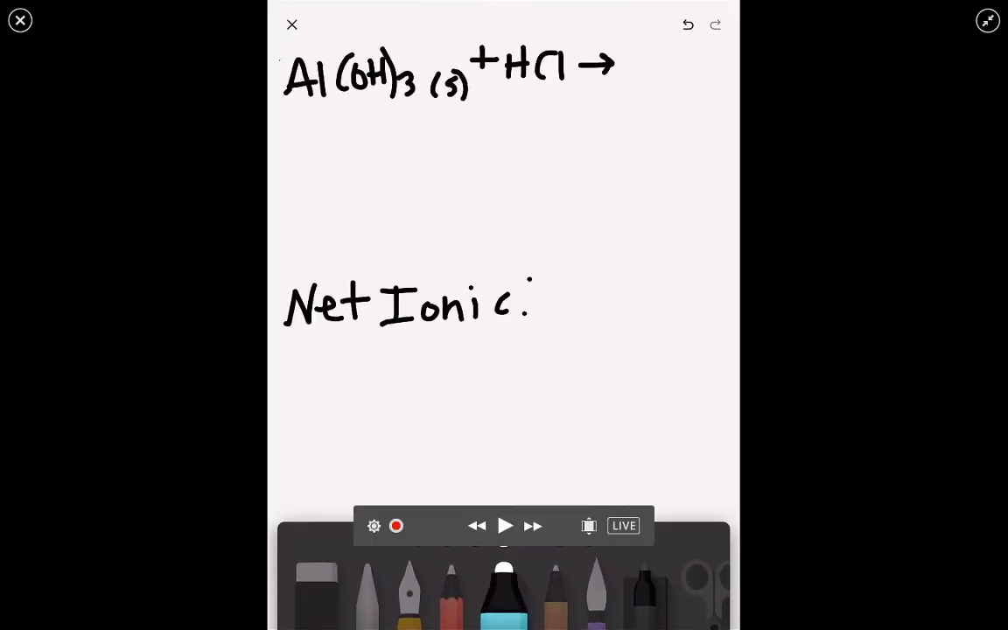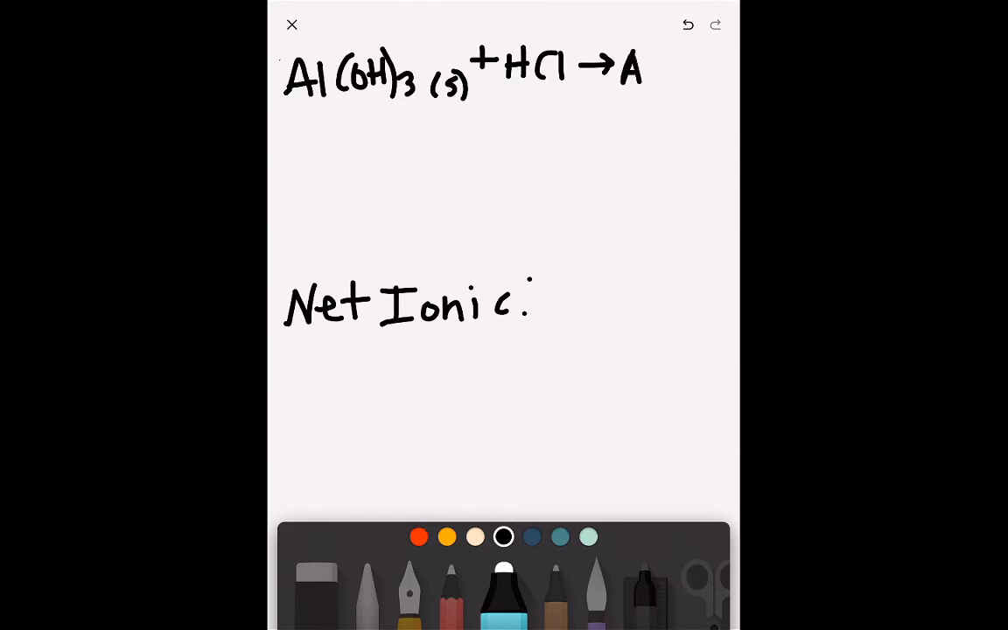So first thing we need to do is predict the products for this reaction. Again, this is a double replacement reaction, so the Al and the H are going to switch places. The Al will go with the Cl, and then the OH will go with the H, and we'll get H2O. Now, the other thing that is important is that we write the correct formula. Al is positive 3, Cl is minus 1, and so our correct formula for the compound that has aluminum and chlorine is AlCl3. So do not forget when you're predicting these products to write the correct formula, okay?